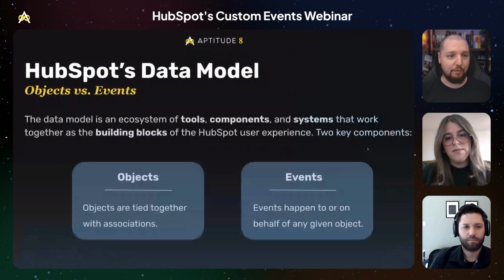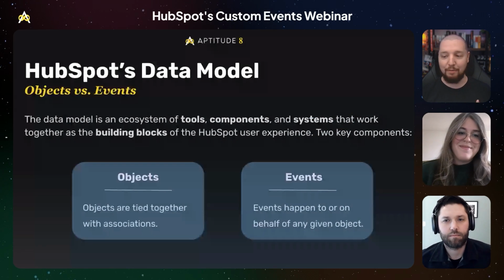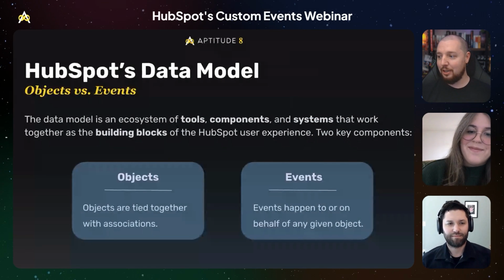So to start things off, we're covering HubSpot's data model and how objects differ from events. So I'm going to pitch over to Maggie. Why don't you tell us how these differ and how people can understand how they fit together?